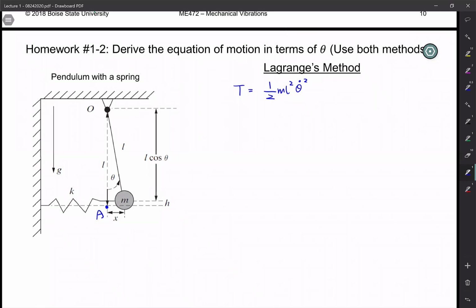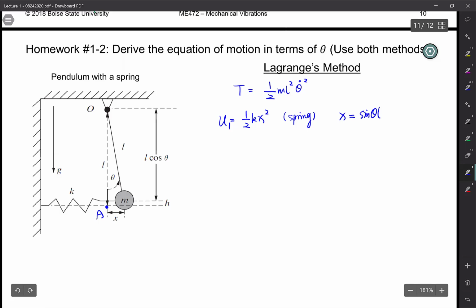All right, then the potential energy, as I said, whenever you want to calculate potential, you need to find all the springs in the system and the gravity in the system. Here we do have a spring. Your U is half k x squared. So that's due to spring. Let's name it as U1. And then let's say your x equals sine theta L. So eventually you have half k sine theta L squared. That's the potential energy associated with spring.